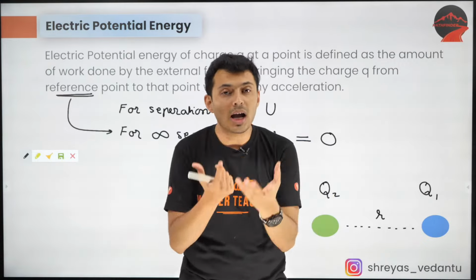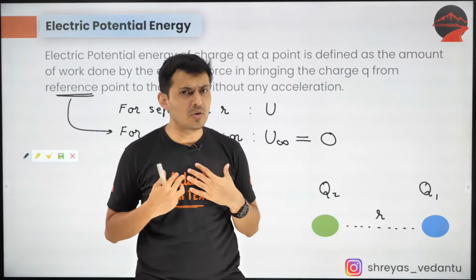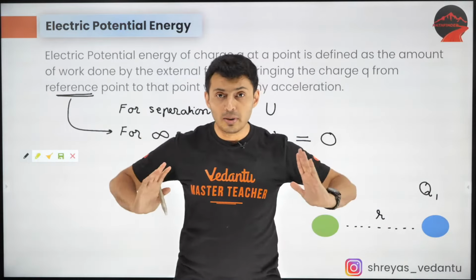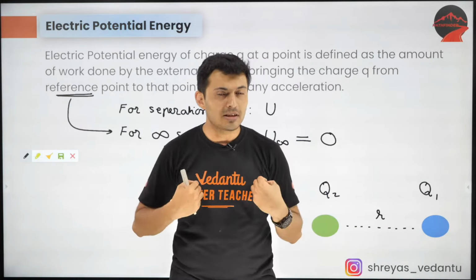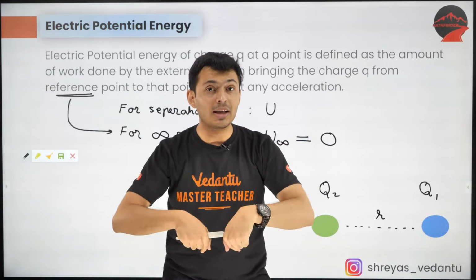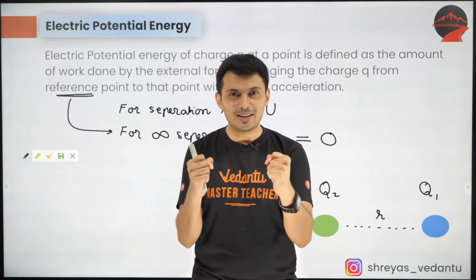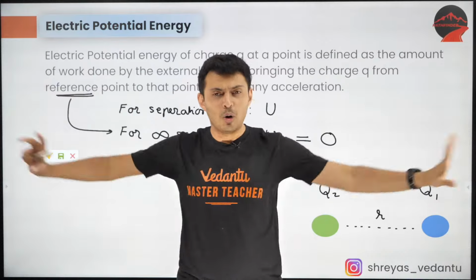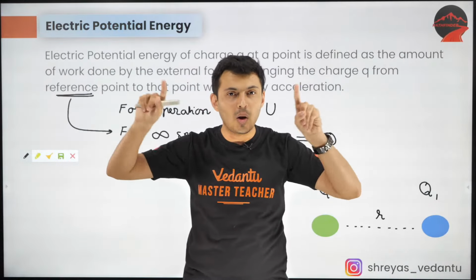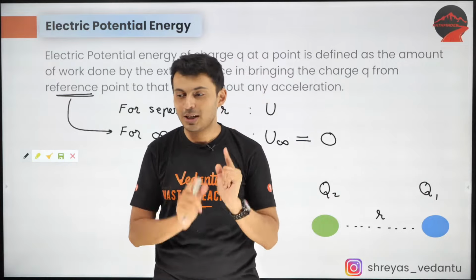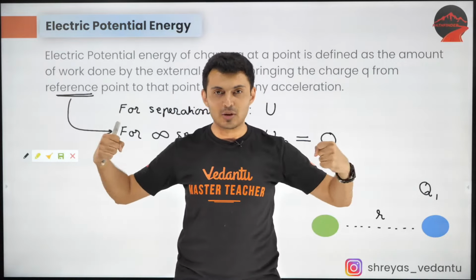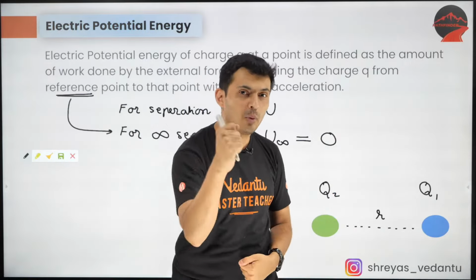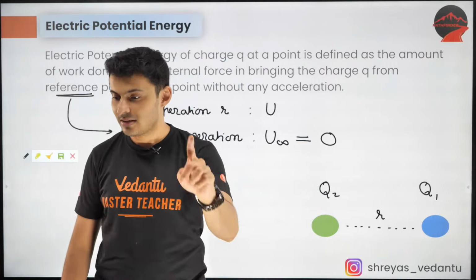Now, whatever work I do, I am using my effort, my energy. I ate a vada pav outside, and I am using my vada pav energy to bring these charges closer and closer. So that means my energy is getting stored in the form of potential energy between the charges, because the moment I leave those charges, they'll just move away. So there was potential energy stored between them. Hence, when you bring two positive charges closer, the potential energy increases and becomes more positive. I hope this is clear.